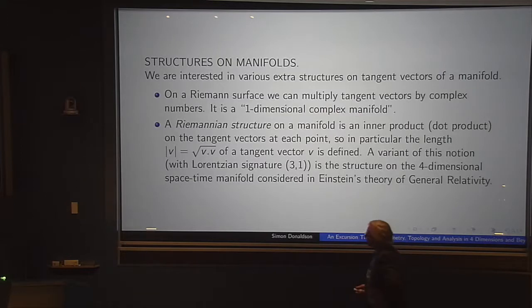So these Riemannian structures are perhaps the most studied thing in differential geometry on manifolds, and a variant of this notion in which we allow inner products of what is called Lorentzian signature is the structure on space-time which is considered in the theory of general relativity. So these are a fundamental notion, obviously, in physics.